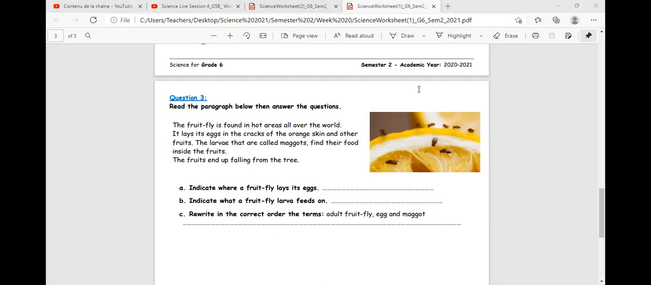Miss, can I answer? Yes, I'm listening. Miss, in the crack of an orange and some other fruits. Great. It lays its eggs in the cracks of the orange skin and other fruits. Just copy the answer from the text. It's written in the text.